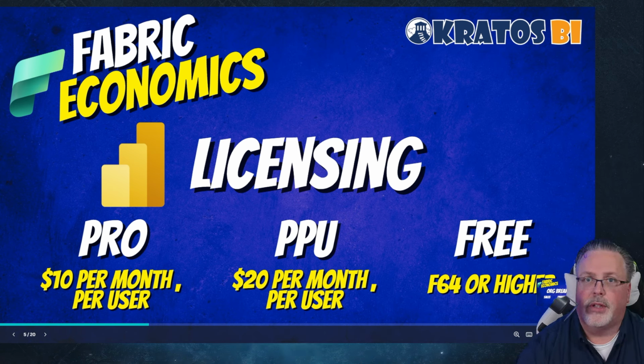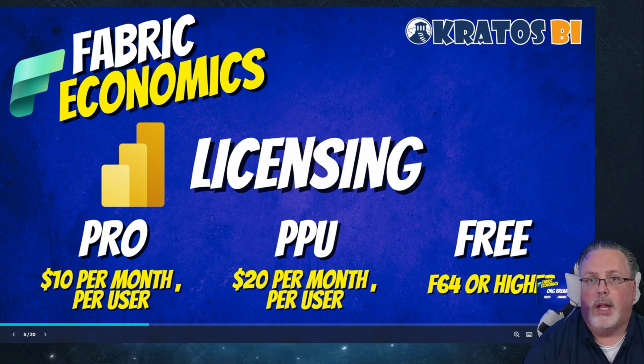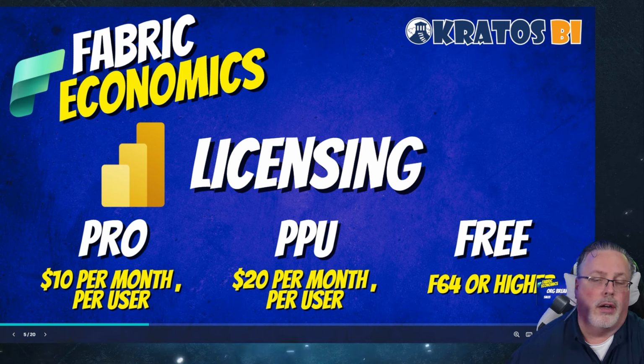So there's three real tiers. There's your Pro license user, which allows you to create content in Power BI Desktop, upload it into the service, and share it to people who either have a Pro license or are a free user on an F64 capacity or higher.